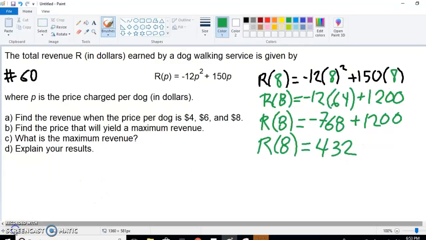All right. Last one, finding R of 8, we plug 8 in. And then squaring 8, we get 64. Multiplying by negative 12, we get negative 768. Multiplying 150 times 8, we get 1200. And then combining 1200 and negative 768, we get 432. And that would be dollars again.